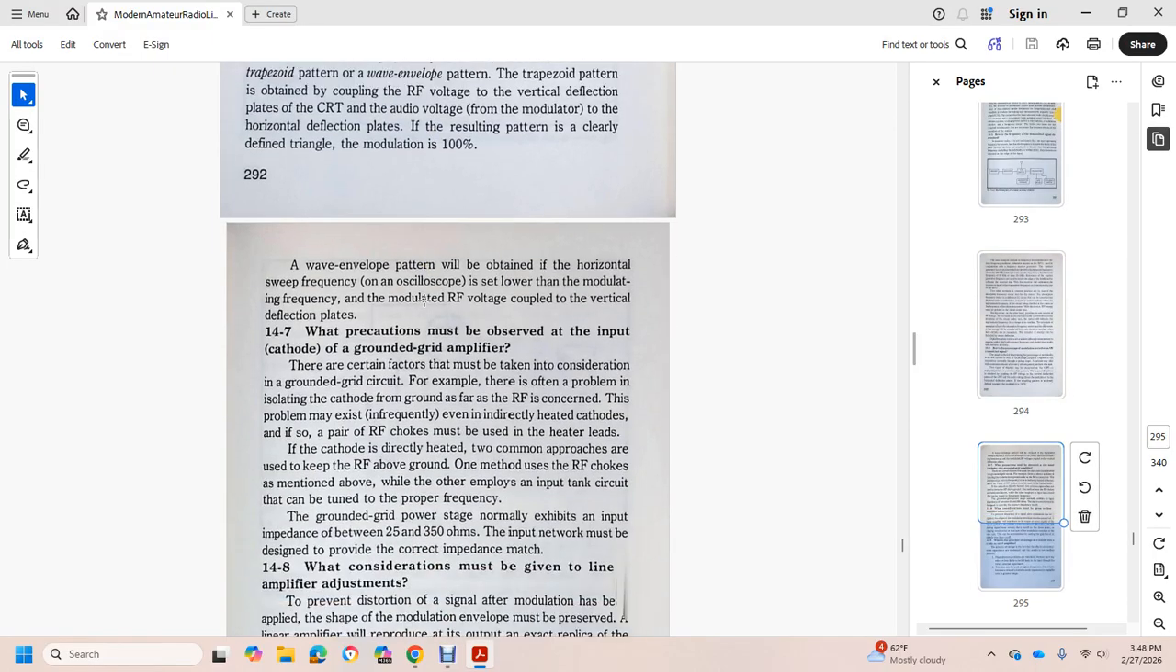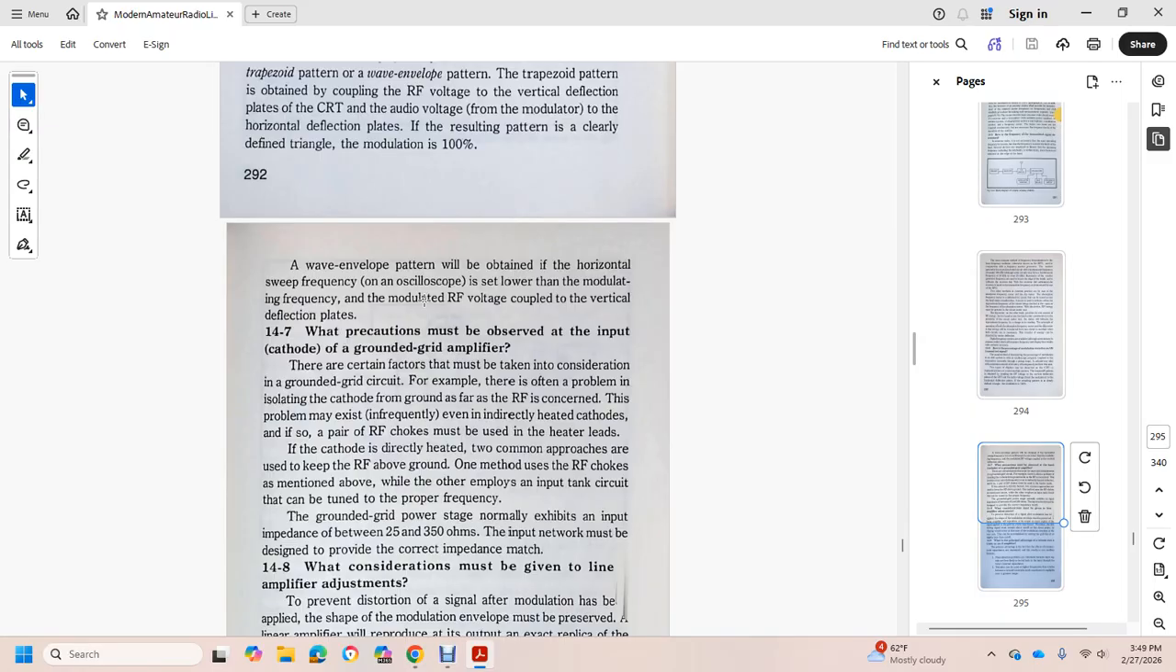Certain precautions must be observed in the input of a grounded-grid amplifier. With the grounded-grid circuit, a common problem is the relation of the cathode to ground for radio frequency. The radio frequency problem is mixed up, often indirectly, with the heated cathode, and power to the heater must go through a radio frequency choke, whether the cathode is directly heated or not. There are two common approaches.